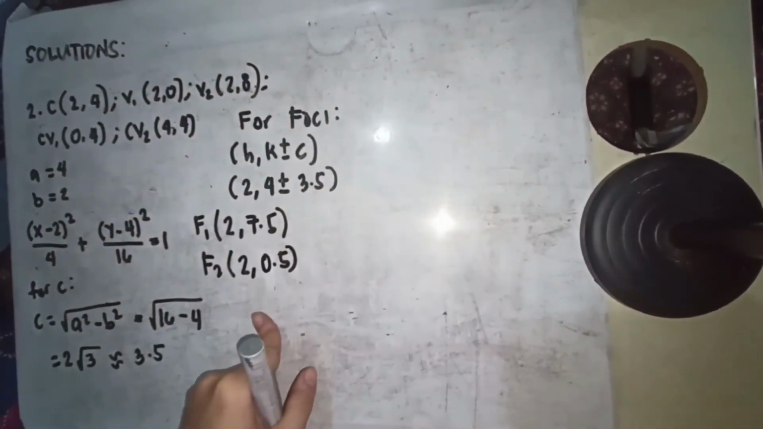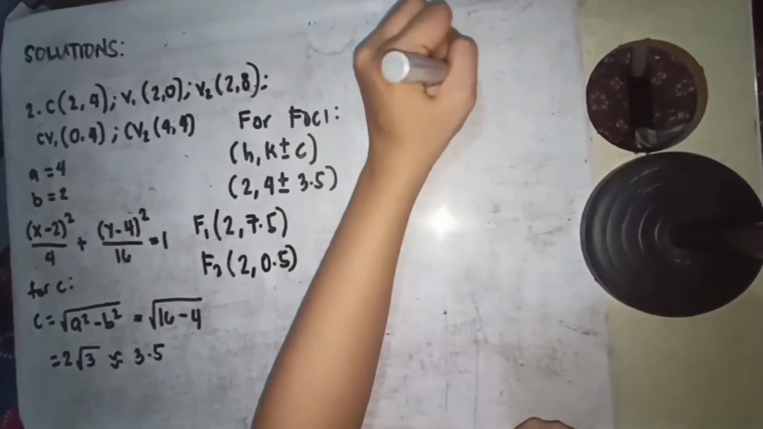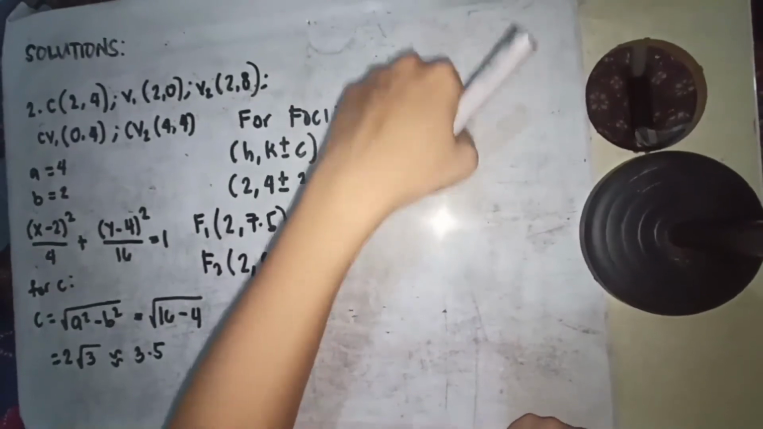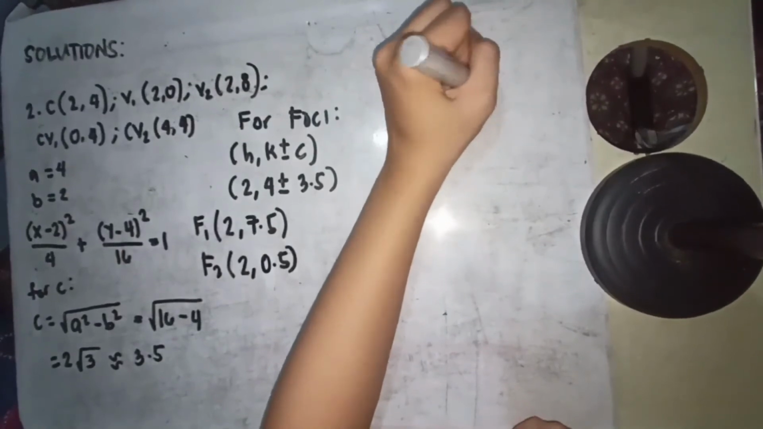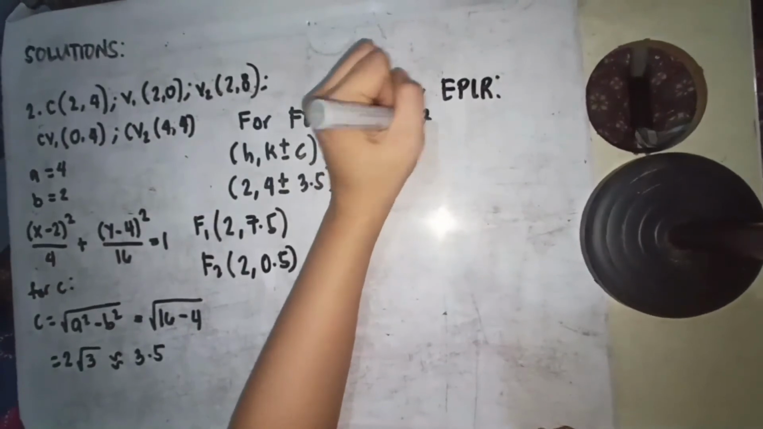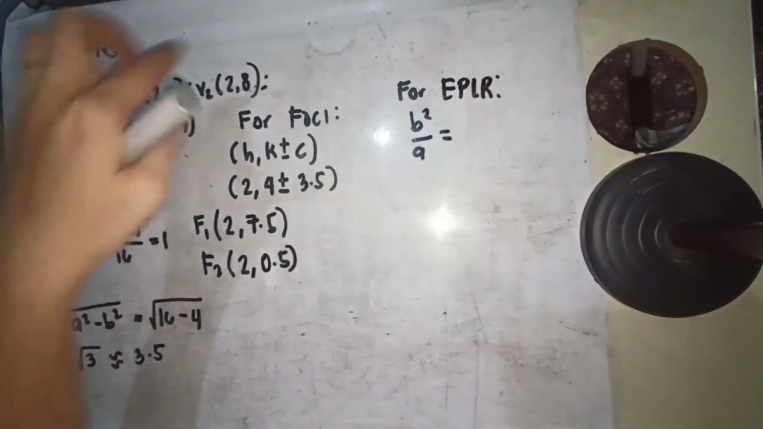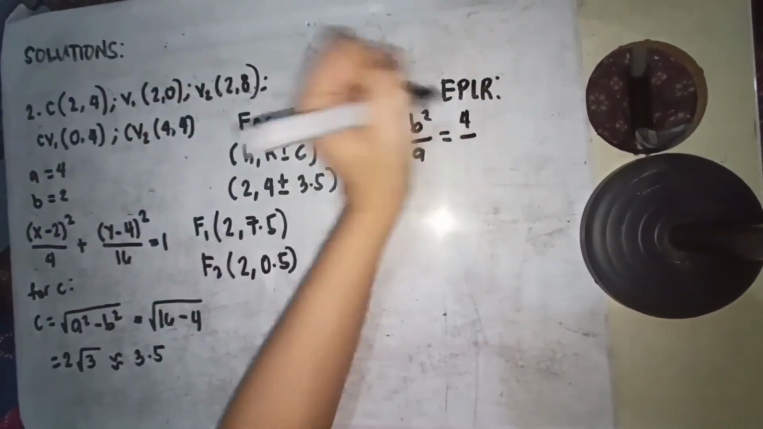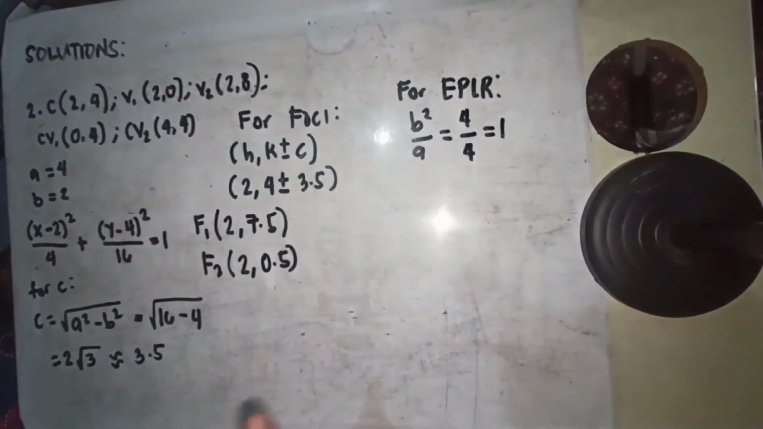Now, to find the endpoints of latera recta, for LR, we have to use the formula B squared over A, or this is equals to our B is 2. 2 squared, we have 4 over our A, which is 4. This is equals to 1. So, 1 lang siya.